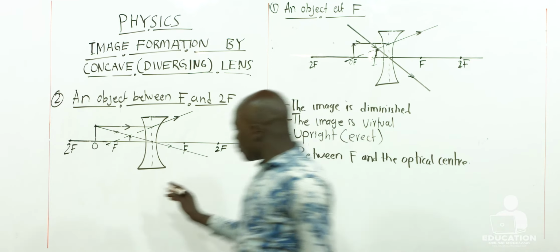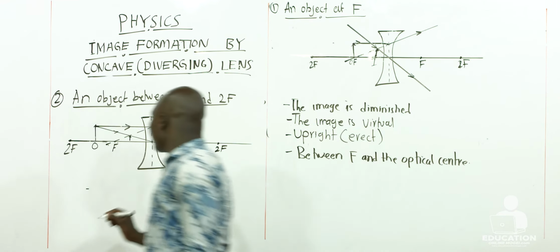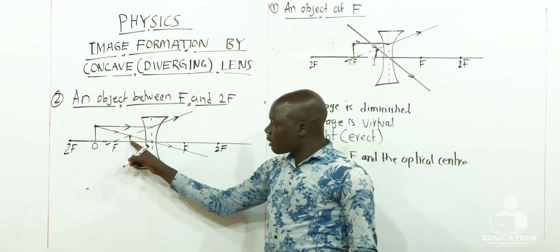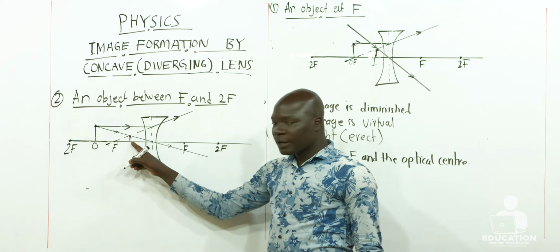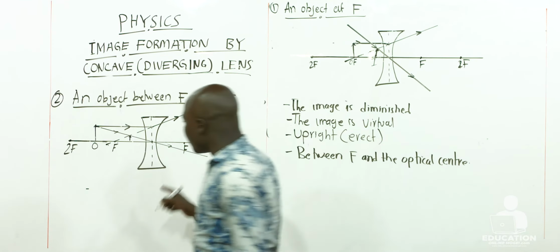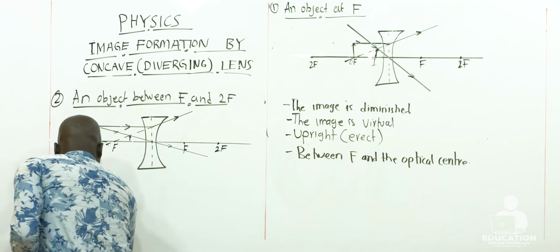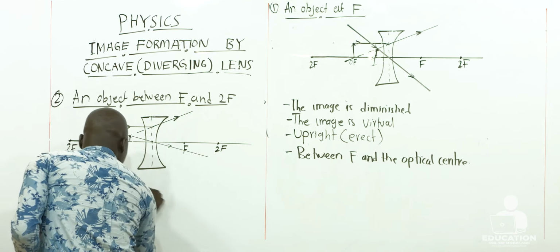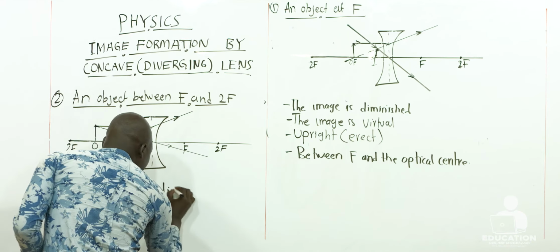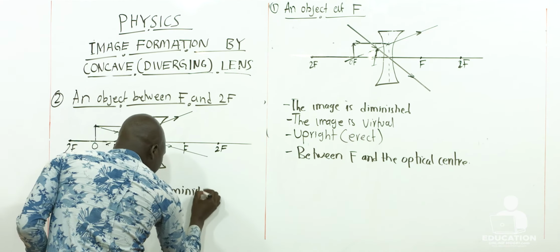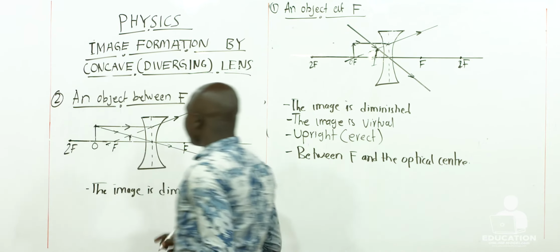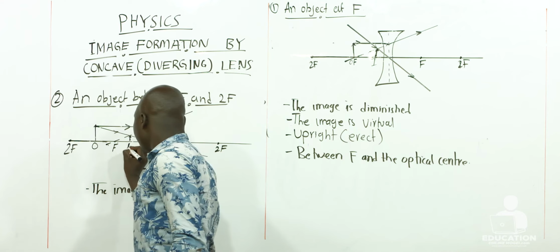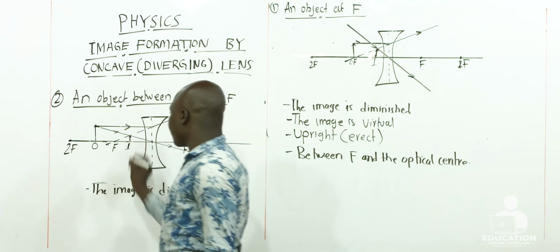So now when we look at this ray diagram, at the size of the object and the size of the image, we shall find that the object is bigger than the image. So we are going to say the image is diminished, meaning the image is smaller than the object, as we can see from the ray diagram.